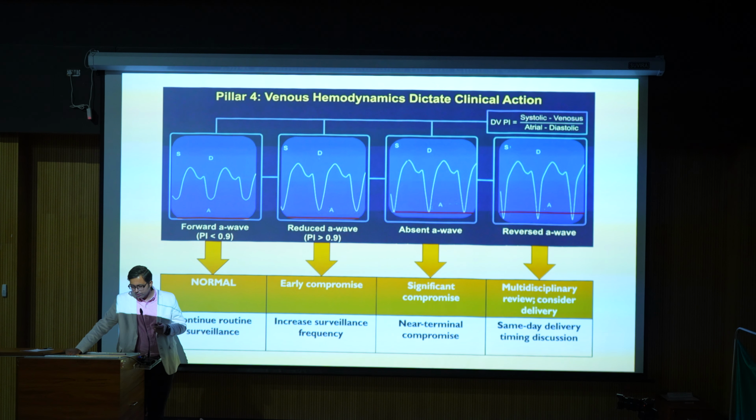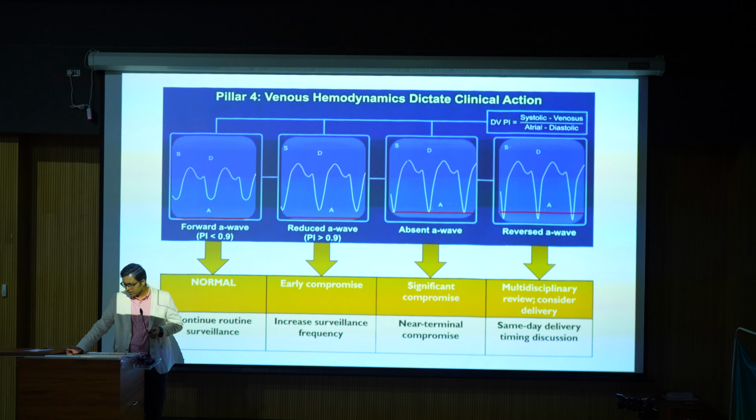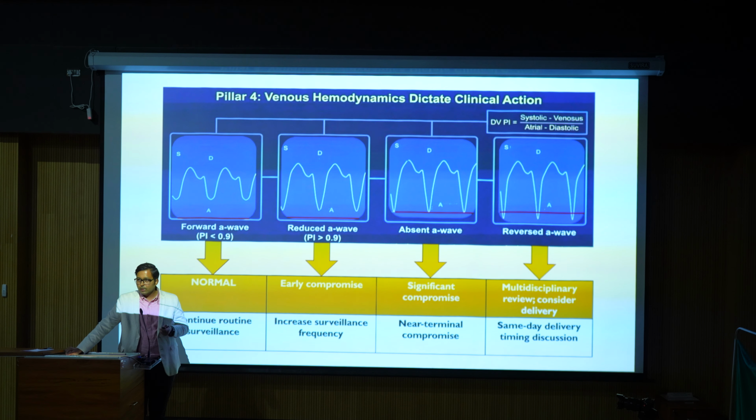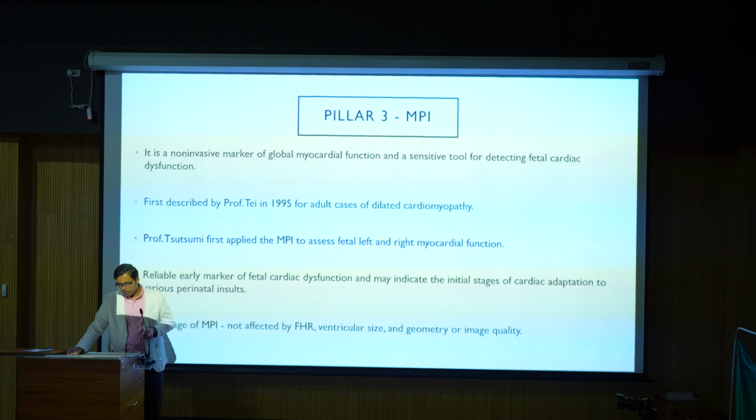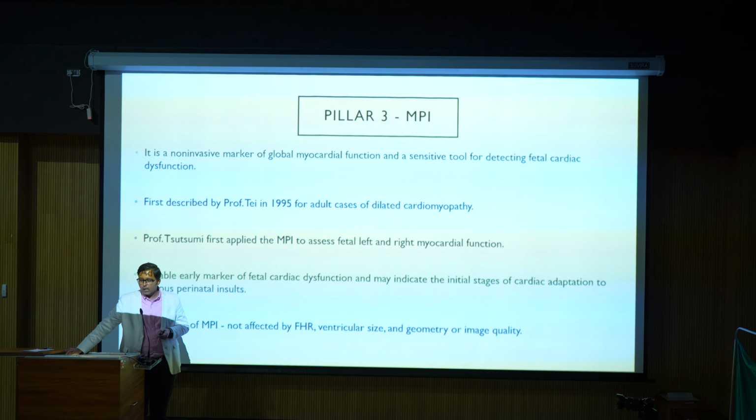If it is reduced with a PI value of more than 0.9, then it suggests that there is early compromise and we need to increase our surveillance frequency. If it is absent or touching the baseline, then that means there is a significant compromise in the function, and near terminal compromise is there, and we need to act immediately. And obviously in a reversed A wave, it's a same-day delivery decision, and the referring physician needs to be alerted.